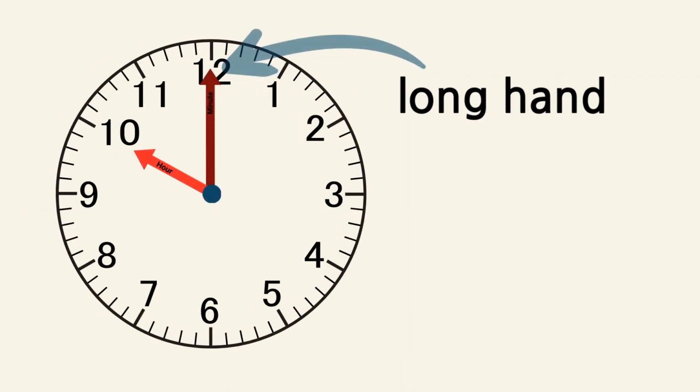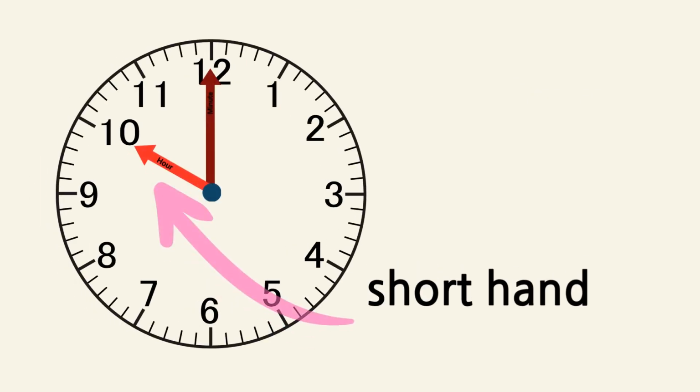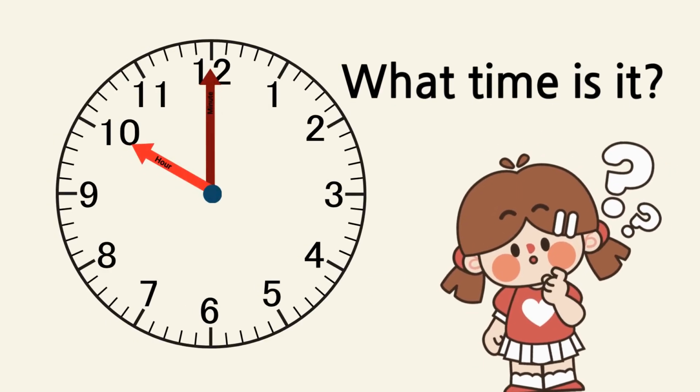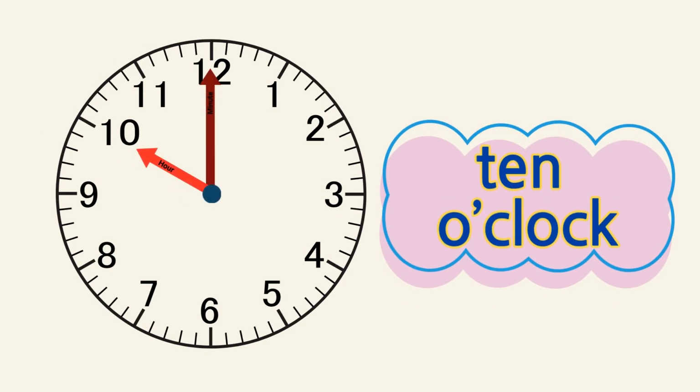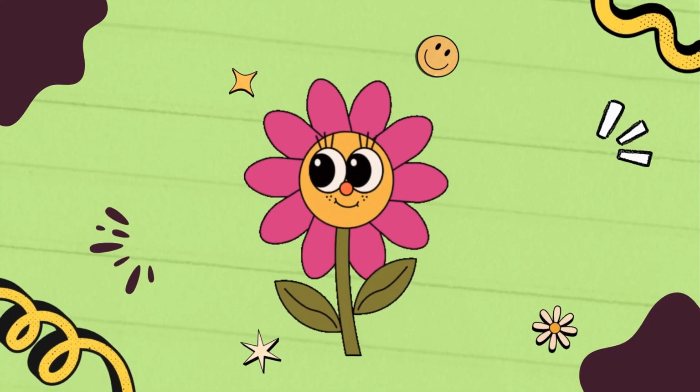The long hand is on 12, and the short hand is on 10. What time is it? Ding dong dang. It's 10 o'clock. Oh, I see. I feel like I'm getting smarter.